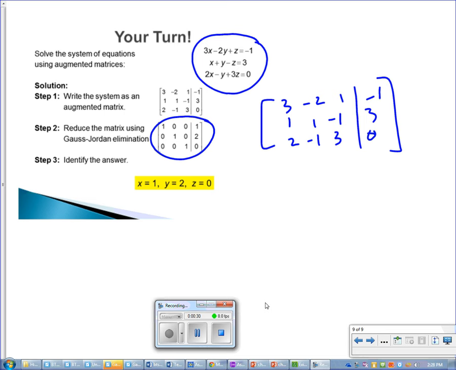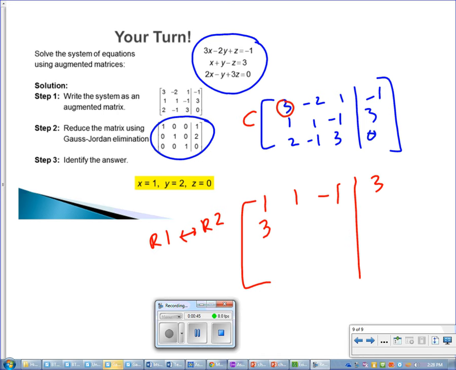So the first move we want to make is to make the top left number a 1. Easiest way to do this is to switch these two rows. So we're going to switch row 1 and row 2. And that's going to yield 1, 1, negative 1, 3. Then 3, negative 2, 1, negative 1. And then the last row won't change.